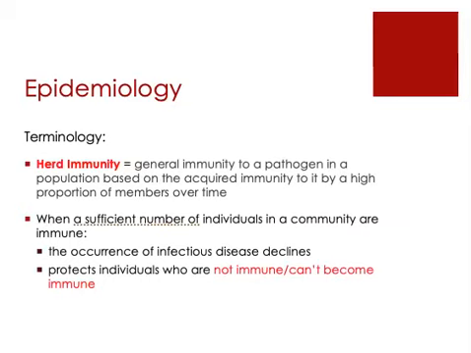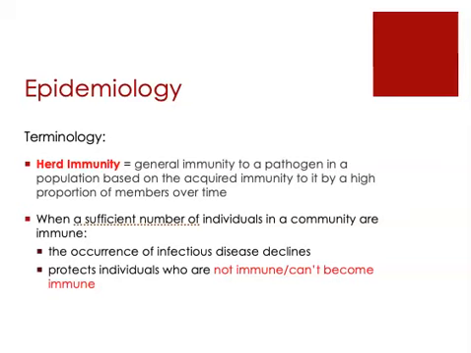Another very important term in epidemiology is herd immunity. Herd immunity is a measure of the immunity to a pathogen in a population. It's based on acquired immunity, which is the immunity that comes from either exposure to the pathogen or vaccination against the pathogen. And it is based on the idea that if enough members of the herd or the population have acquired immunity to the pathogen, then the pathogen is less likely to break out in any epidemic proportions.